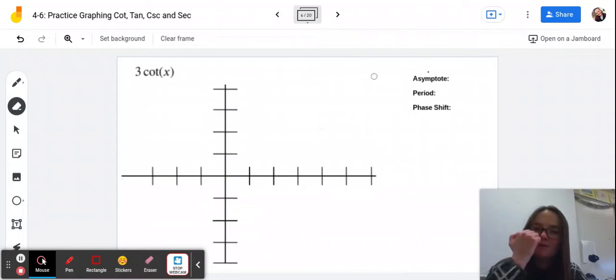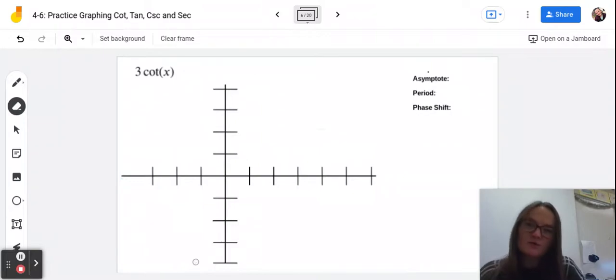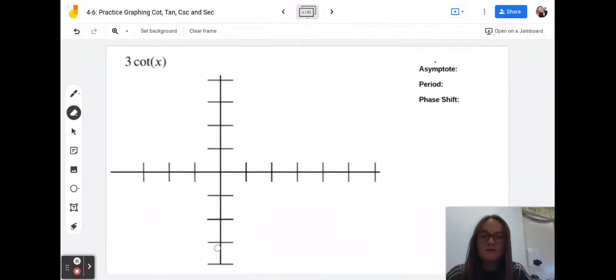Hey everyone, so what we're going to be working on today is we're going to continue our notes in 4-6 over graphing cotangent and tangent. So let's go ahead and get started. The first thing that I want you to do is graph the cotangent graph like you were graphing on, say, a memory quiz. So go ahead and take a few minutes and graph the cotangent graph on the grid below.